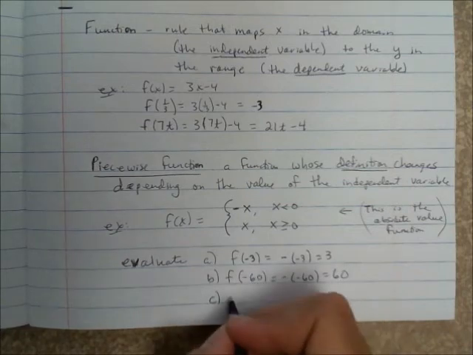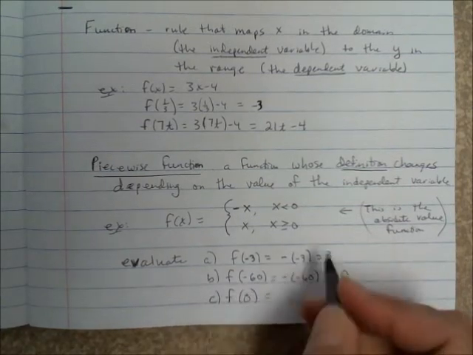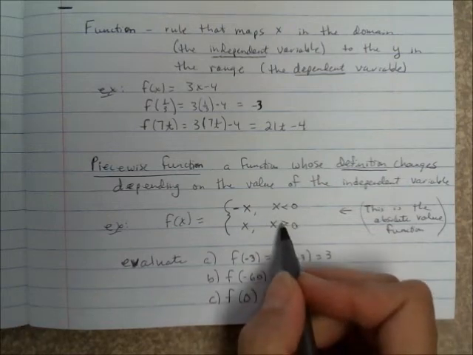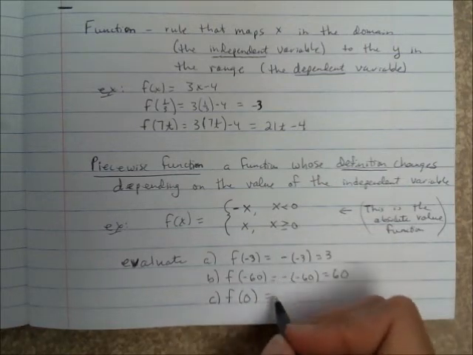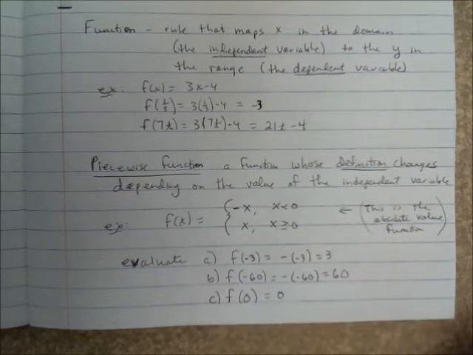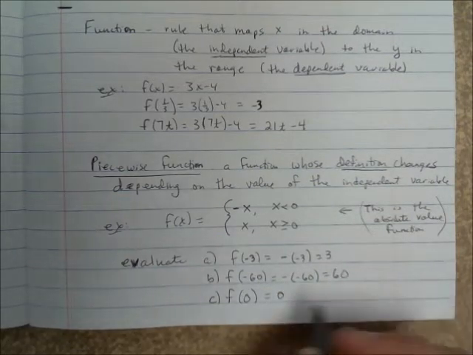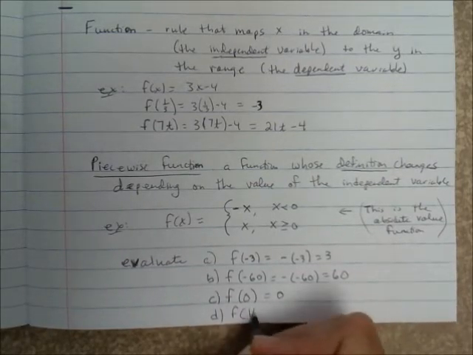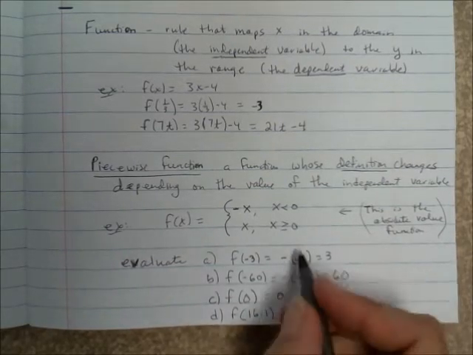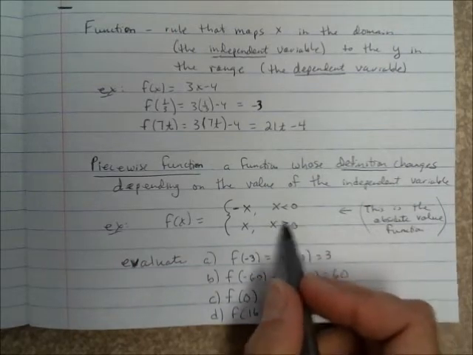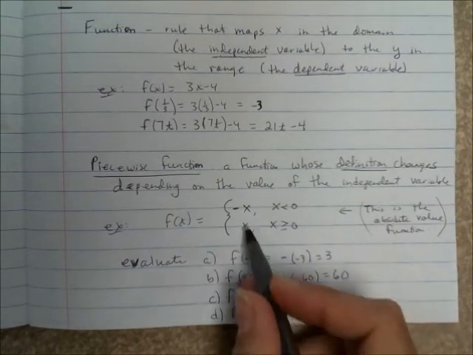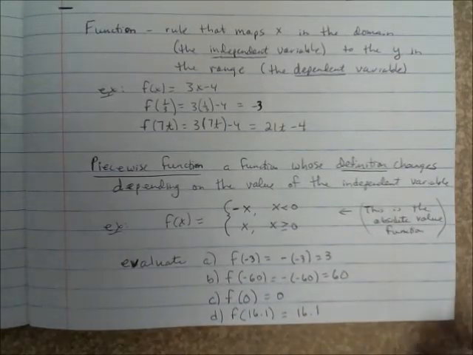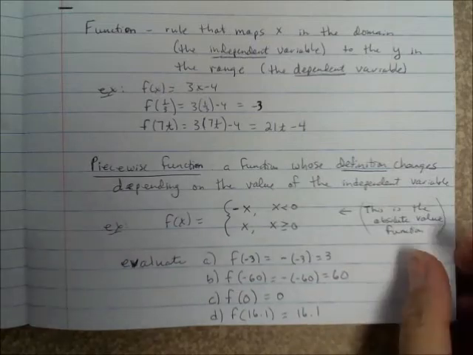Let's say we have to do f of 0. Well, 0 falls into this part of the domain. This x value is greater than or equal to 0, so f of 0 is just equal to the x value, which is x, so f of 0 is 0. And let's say we'll do one more. Let's say we have to do f of 16.1. Well, 16.1 again is greater than or equal to 0, so the f of x value is just whatever this x value is, which is equal to 16.1. So that's a really simple but very common piecewise function.